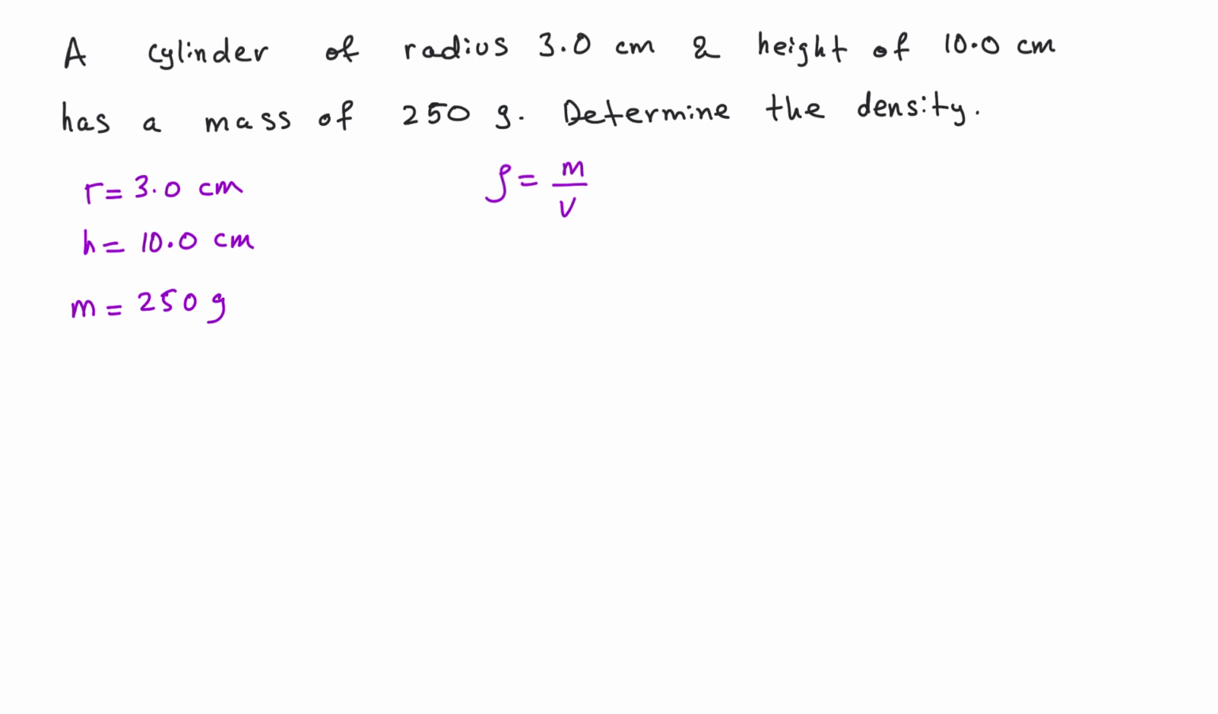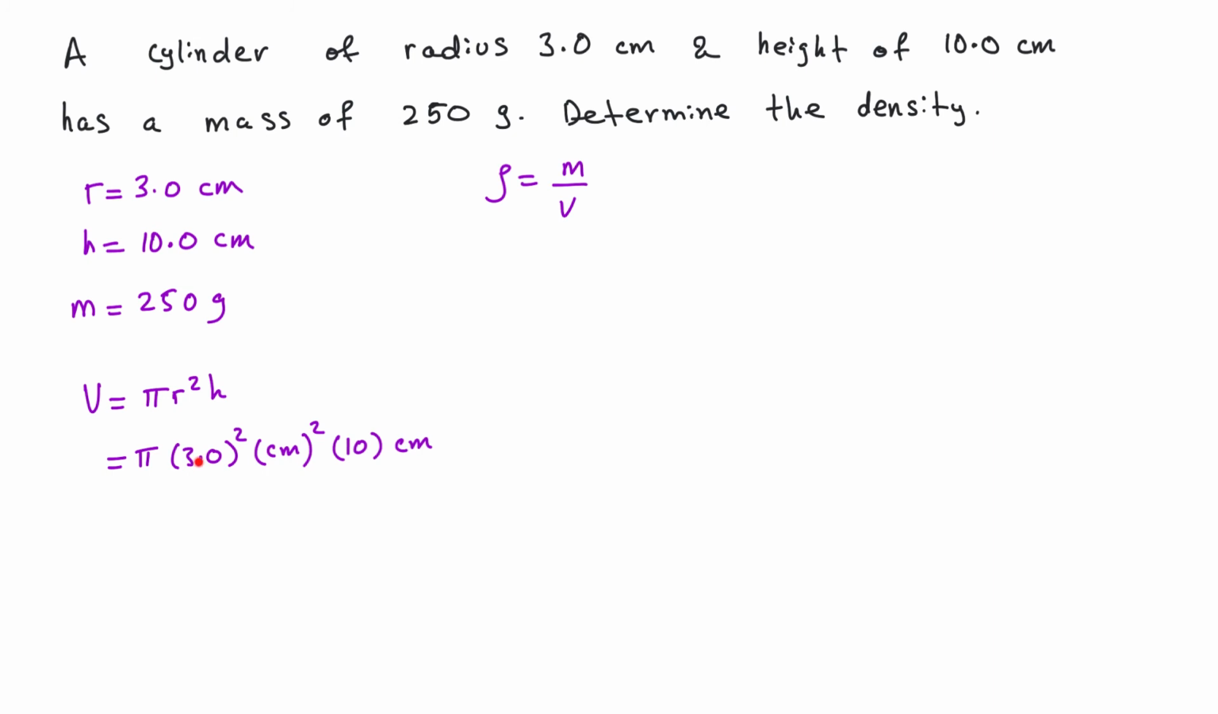We don't have the volume, but we do know the shape. And the volume of a cylinder is going to equal pi multiplied by r squared multiplied by h. So I'll just write it out. Pi, the r value here is 3 centimeters. I have to square it, so I'm going to square both the centimeters and the 3. And the height as well, I have to multiply it by the height, which is 10, and I'll write it as centimeters.